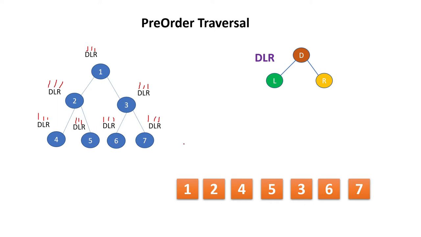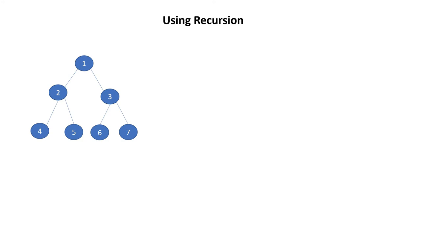Now how to do this in programming, we will check next. The first solution we will check is using recursion. If we have to recursively traverse this tree, the first thing to mention is that we will follow the DLR rule, that is first the parent node, then the left side, then the right side. In the same manner we will write the recursion function also.